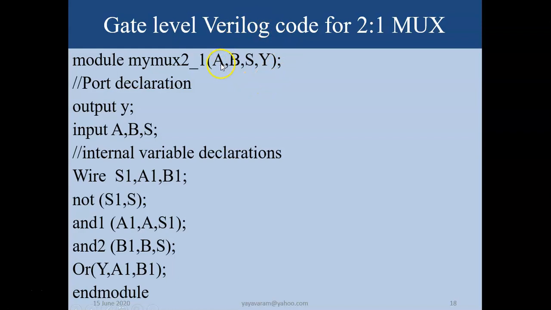You can find the difference: earlier I listed the output first. There will not be much difference between this. Then we have declared the ports: output Y, input A, B, S. A, B are inputs. S is the select line.